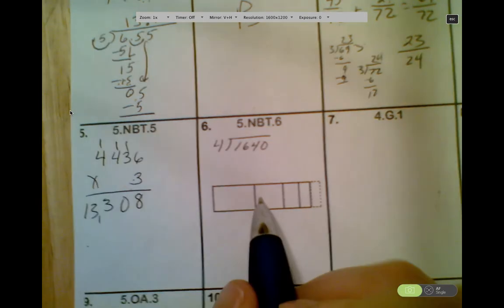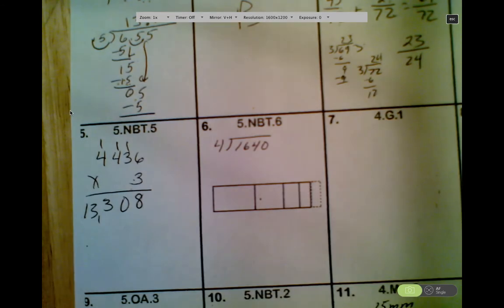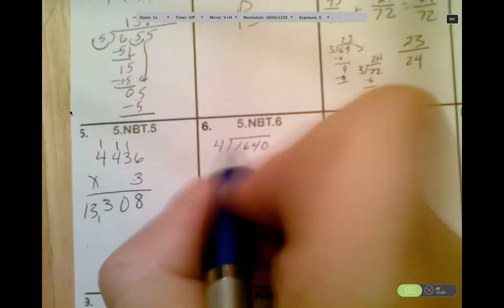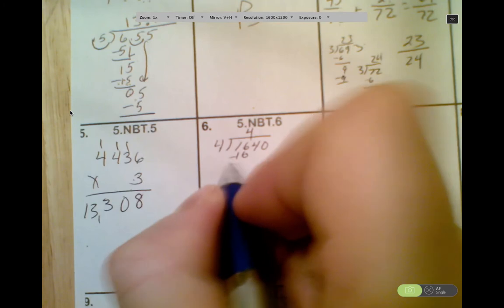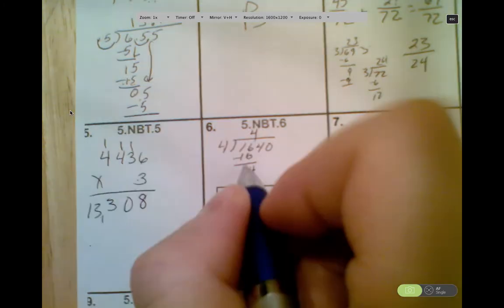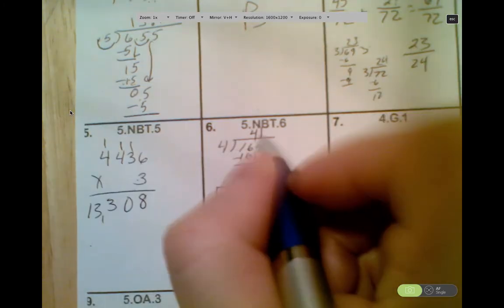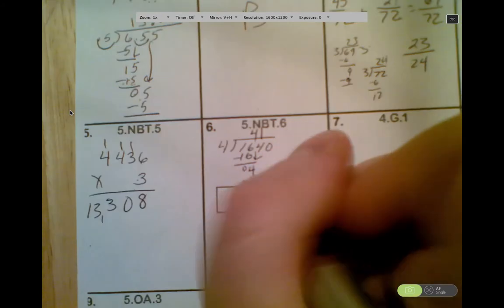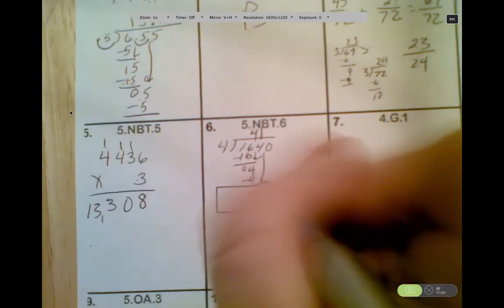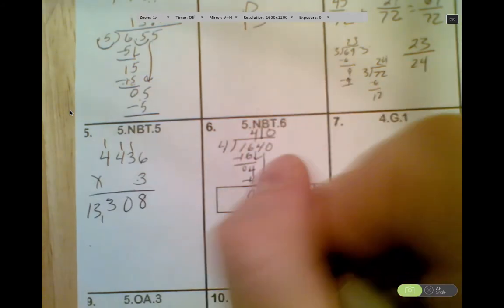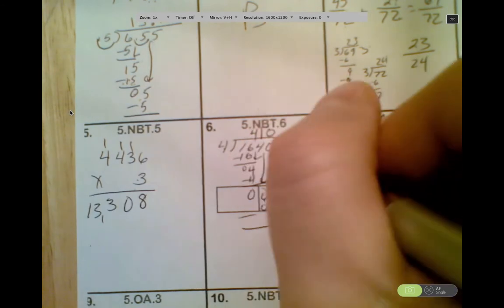Number 6, I'm just going to divide normally. If you'd like to do the other method, feel free. But we're just looking for you to divide. 4 into 16 goes 4 times. 0 left over, bring down my 4. 4 goes into 4 once. Bring down my 0. 4 goes into 0 0 times. And our answer is 410.